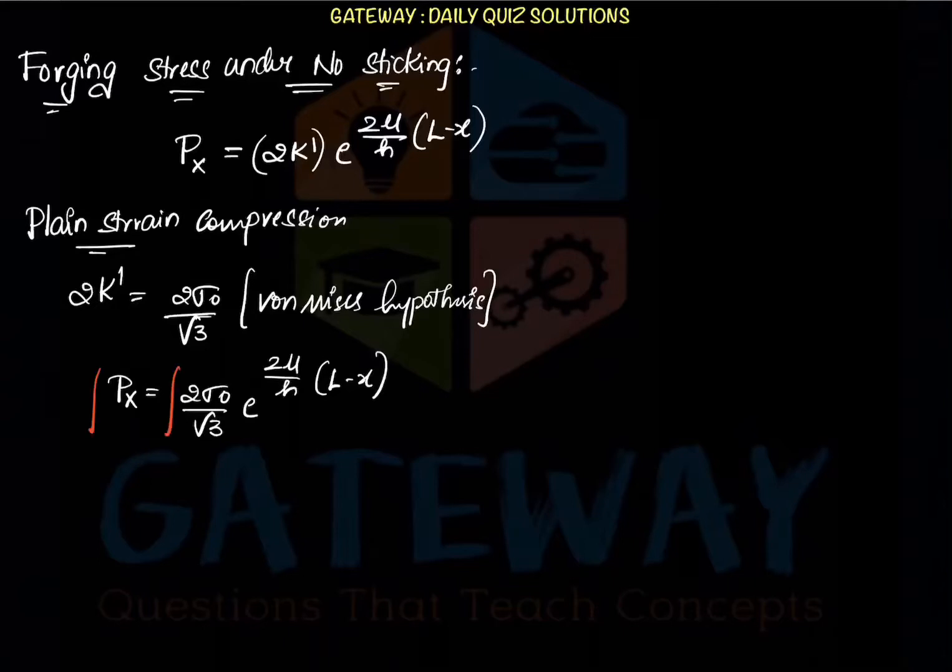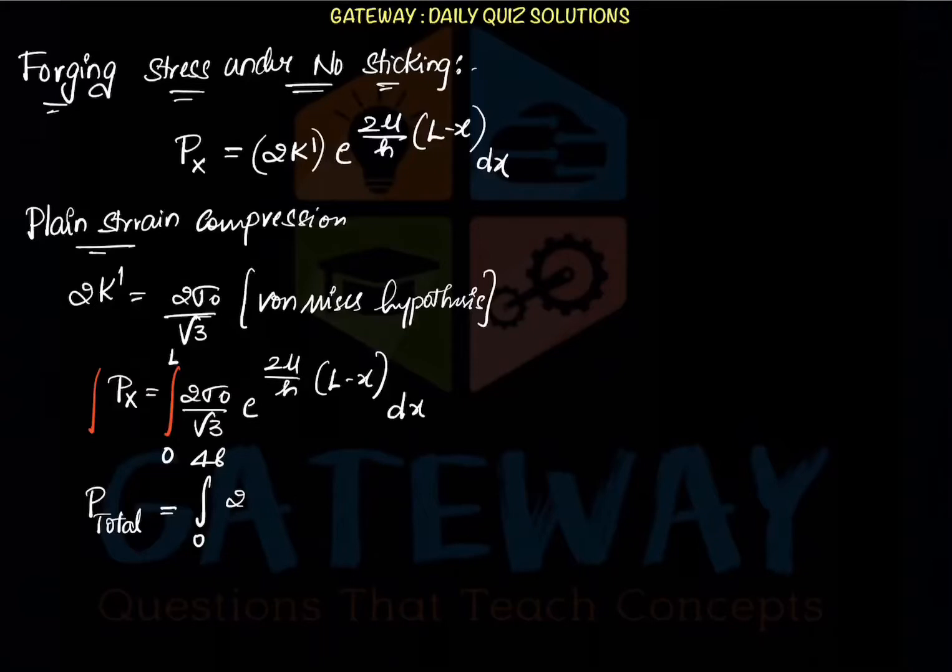So we need to integrate to get the total load, and here there will be a term dx. We need to integrate to get the total load, and the integration will be done between 0 to L. And when we do 0 to L, we will be getting the total forging load. 0 to L is nothing but here 48, since 2L is equal to 96, L is equal to 48.